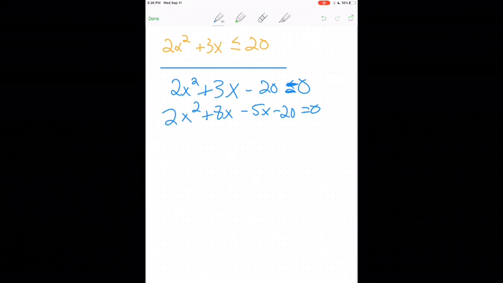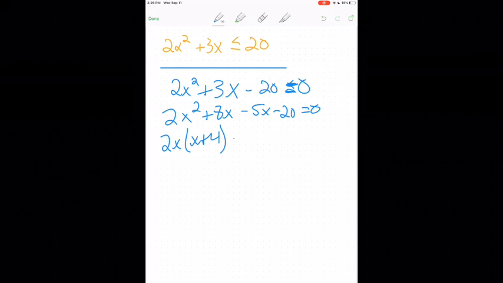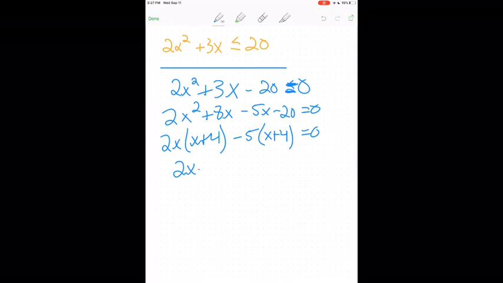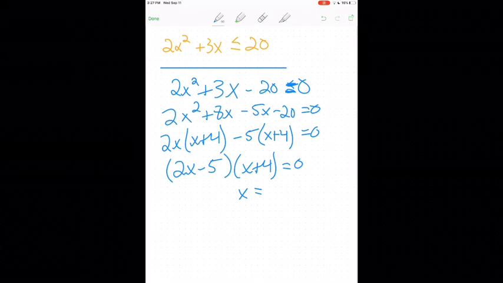Okay, now I factor out a 2x. I'm left with x plus 4. And then I can factor out a -5. I'm left with x plus 4. Okay, so this is 2x minus 5 times x plus 4 equals 0. And so then I should get x equals negative 4 and x equals a positive 5 halves.